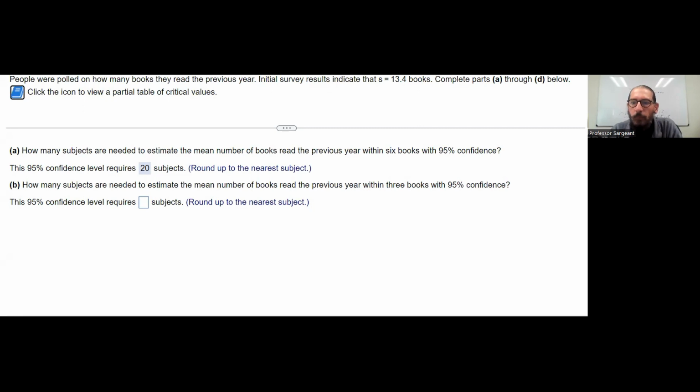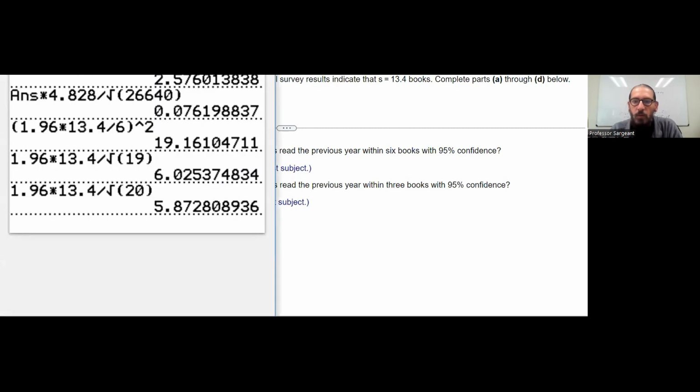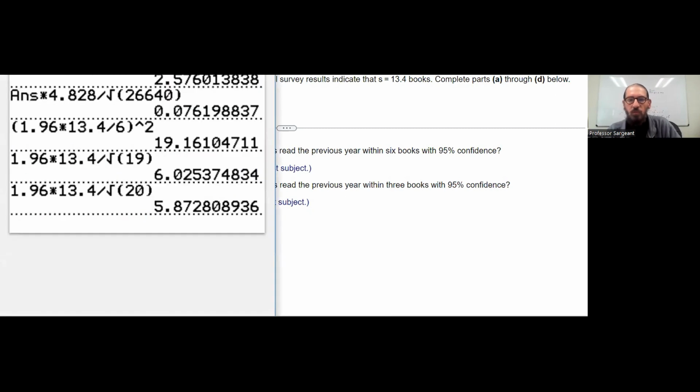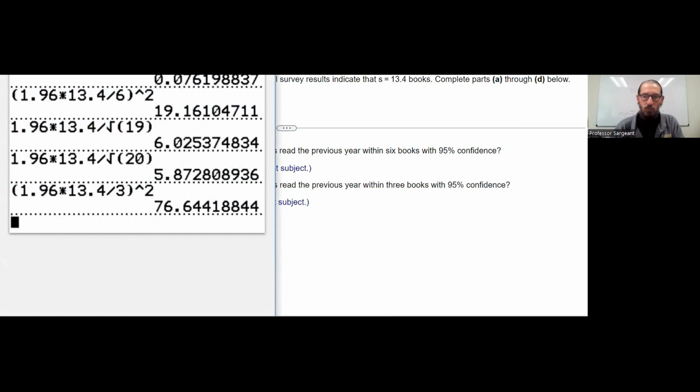So there we go with the smaller margin of error, put in 3. Everything else is staying the same. Confidence level is still 95% in this part of the question. And we're still dealing with the standard deviation of 13.4. So what I'm changing here is the 3. 6 changes to 3 for the capital E margin of error. Round that up to 77 subjects.